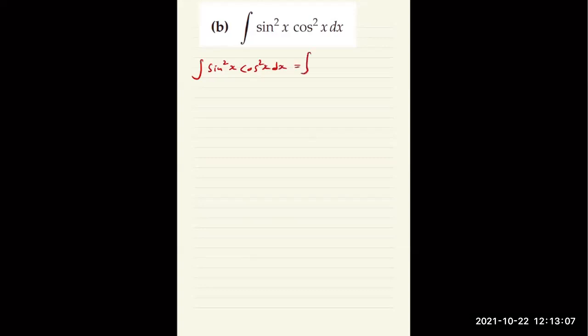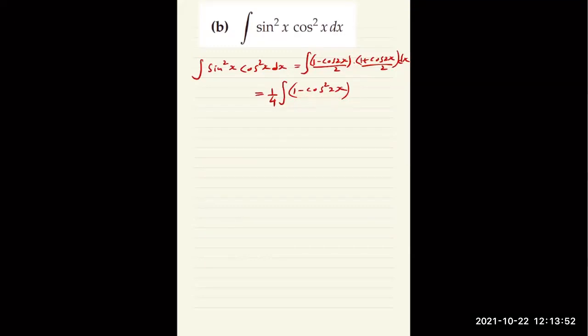This is equal to, I'm going to write sine squared using the double angle formula. That's going to be 1 minus cosine 2x divided by 2. Cosine squared x is 1 plus cosine 2x divided by 2. Now, I'm going to pull out a 1/4 because you have 2 here, that will become 4. Then this is going to be 1 minus cosine squared 2x, because this is a difference of 2 squares: 1 minus cosine 2x times 1 plus cosine 2x.